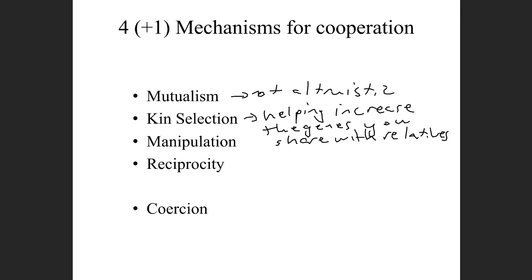And then coercion, which can be part of either reciprocity or manipulation, where someone is forcing someone else to cooperate. But understand that coercion can also be seen in any sort of enforcement of social norms. So we'll be talking about coercion and strong reciprocity a lot as the course continues.